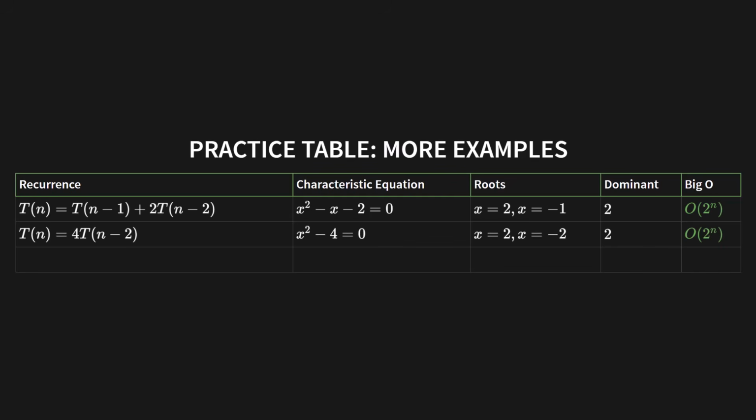T of n equals 4T of n minus 2. X squared minus 4 equals 0. Roots. X equals 2, x equals negative 2. Dominant is 2. Big O, O of 2 to the n. T of n equals 5T of n minus 1 minus 6T of n minus 2. X squared minus 5x plus 6 equals 0. Roots. X equals 2, x equals 3. Dominant is 3. Big O, O of 3 to the n.